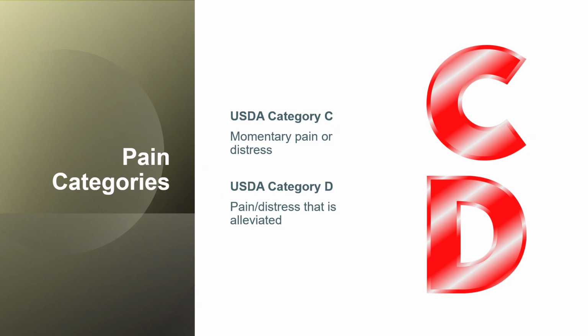USDA Category D includes procedures that may cause pain or distress, but where that pain is appropriately alleviated through the use of anesthetic, analgesic, or tranquilizing drugs. Examples include surgical procedures with post-operative pain managed through analgesia, the use of anesthesia for restraint, or procedures that would require topical or systemic anesthesia if performed in humans. Correct categorization is important for regulatory reporting and ensures that appropriate pain management strategies are incorporated into the protocol.